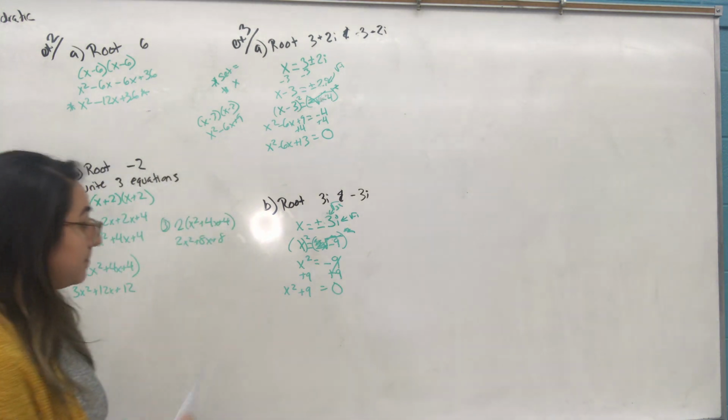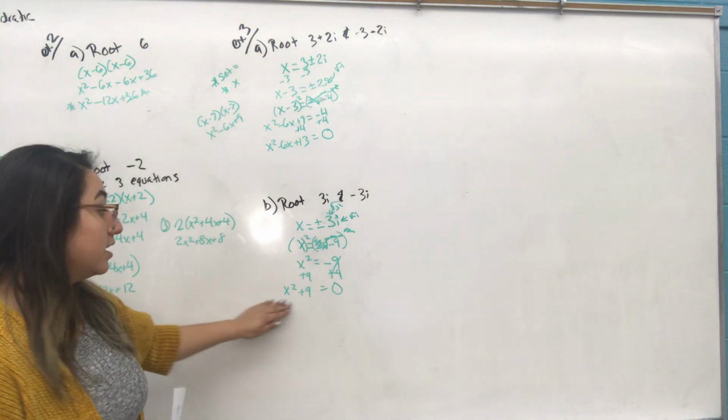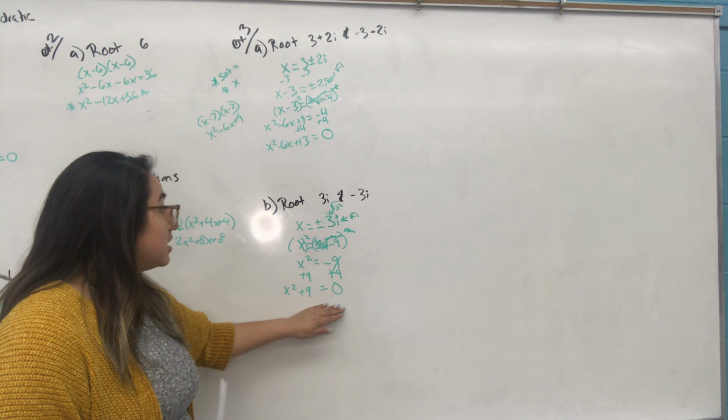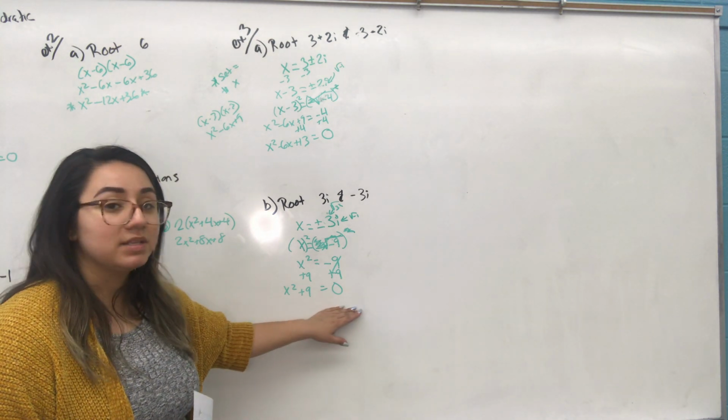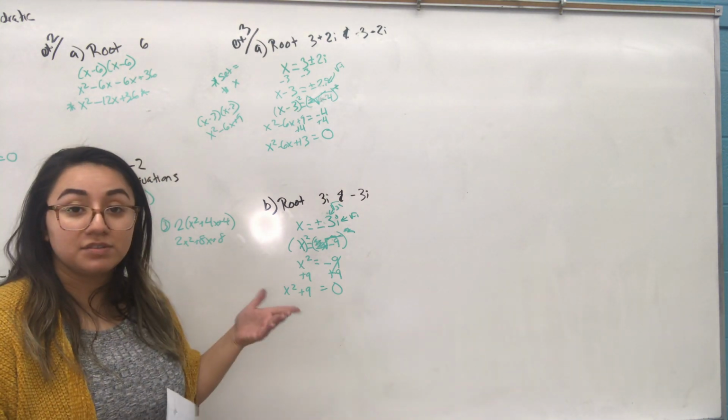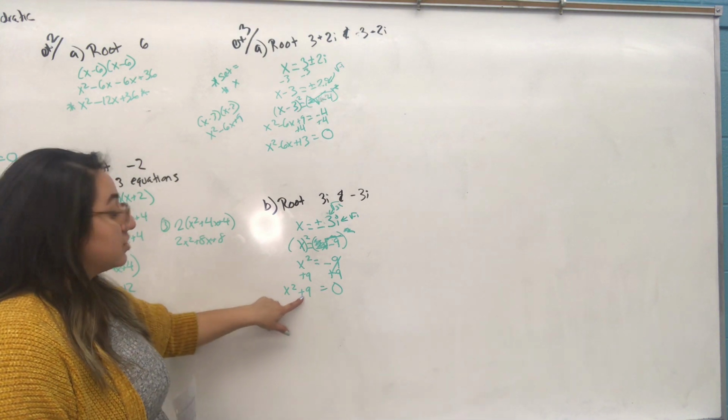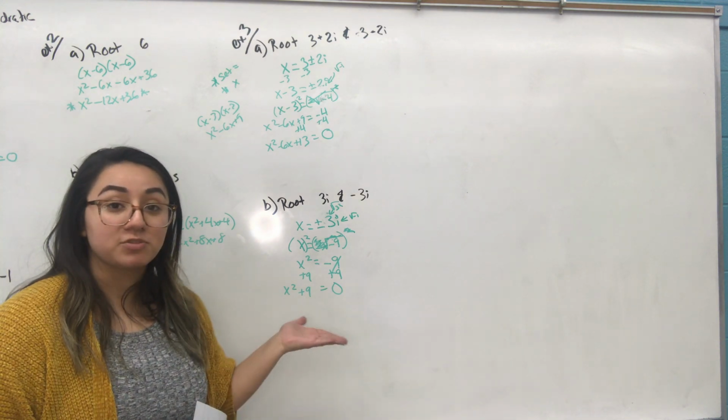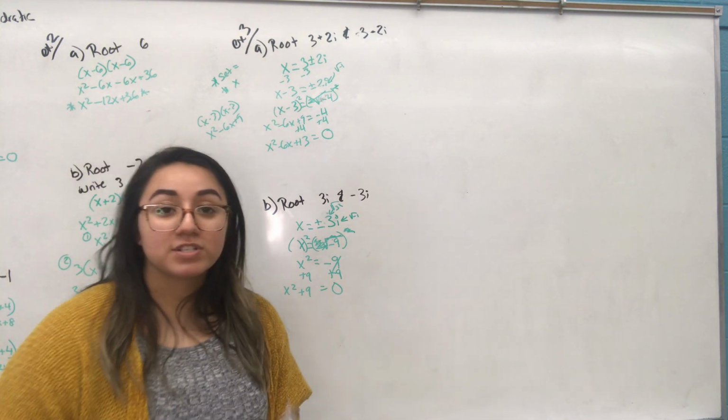If you want to double check your work, just go ahead and factor this if you can. In this case, you can't really factor it. It looks like a difference of 2 squares, but it's not because there's a plus sign there. Difference means you're subtracting.